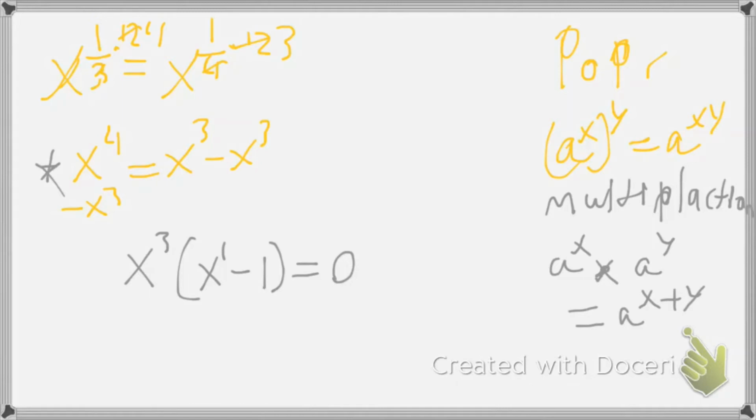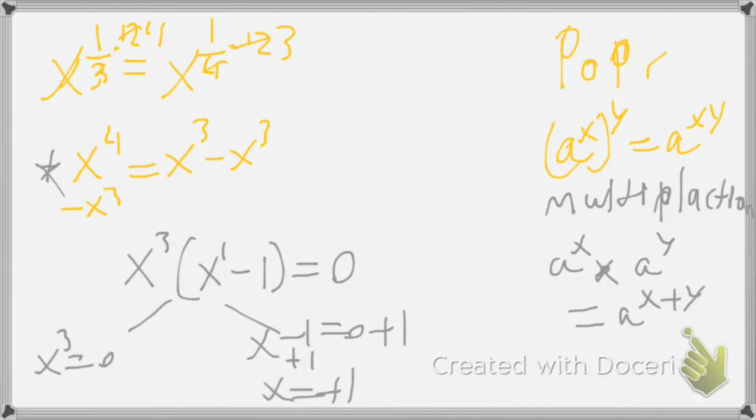Next, we solve for x. So either x to the third equals 0 or x minus 1 equals 0. Let's do the simple one first. Add 1 on both sides, x will equal positive 1, or taking the cube root of 0, x equals 0.